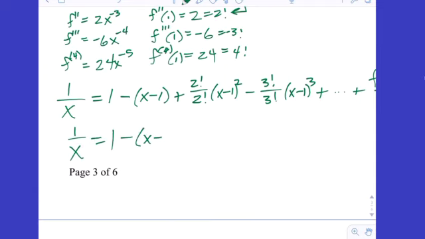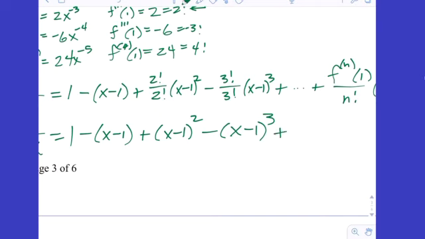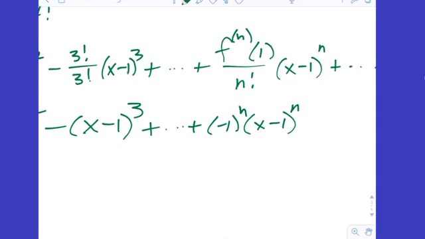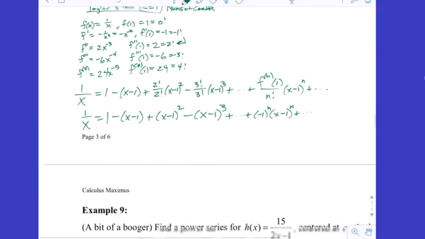1 minus (x minus 1) plus (x minus 1) squared minus (x minus 1) cubed plus dot, dot, dot. I think we can simplify this now with the inherent pattern: negative 1 to the n times (x minus 1) to the nth power, right? So it looks like it simplifies down to... and now we just check.